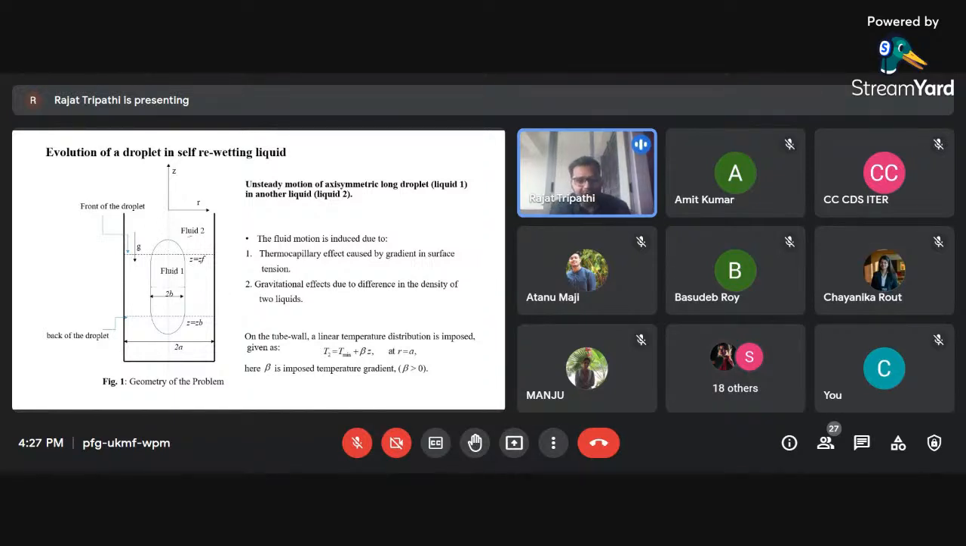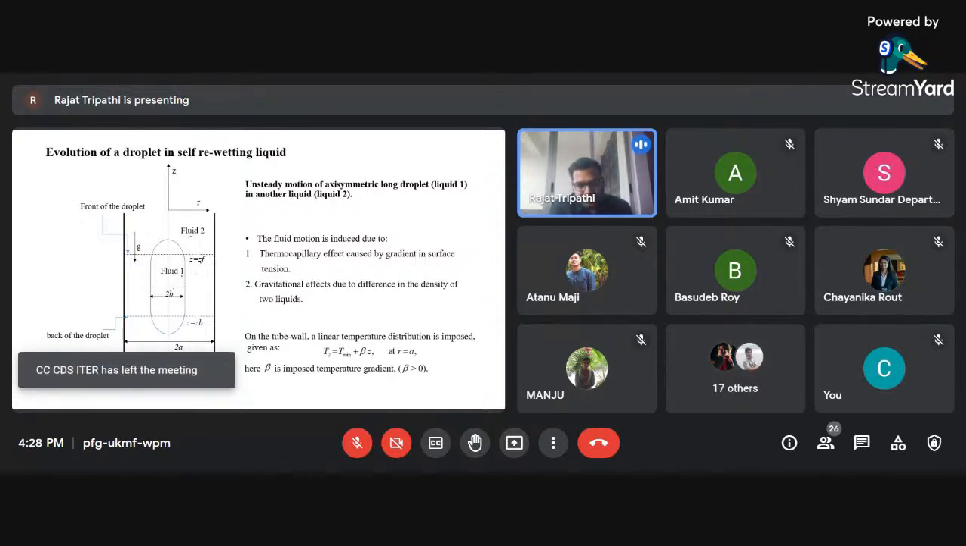So what are all the forces at play here? Of course, the gravity acting on fluid one and fluid two. And because these are two different fluids, there is an interface of fluid one and fluid two. Okay, so at the interface, surface tension of the two liquids is also at play. So what I'm going to discuss here is the motion of this bubble through another fluid when the bubble is being driven by gravity driven convection and surface tension convection.